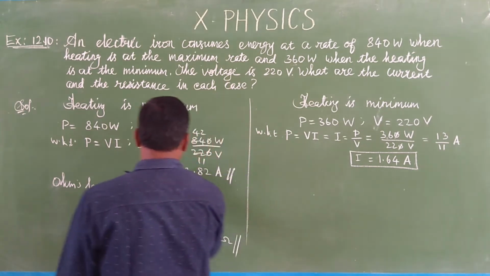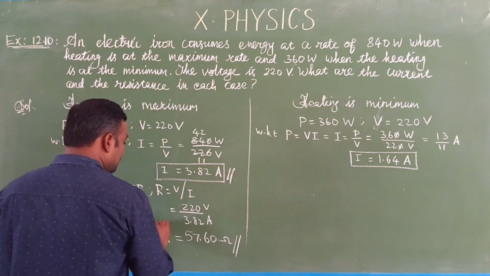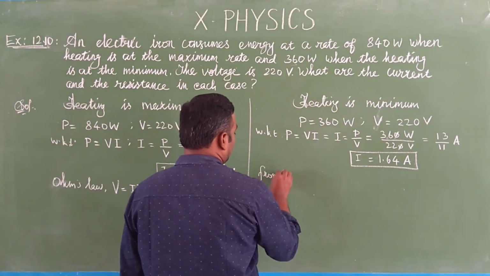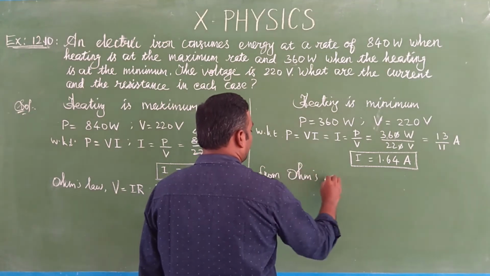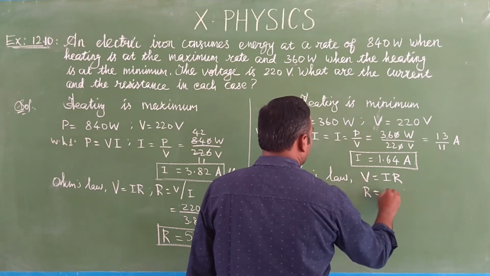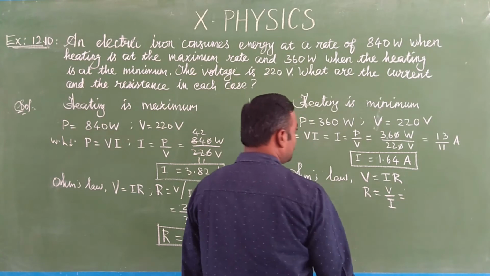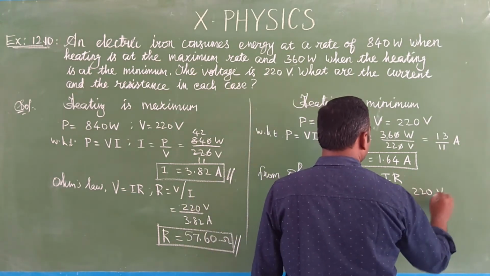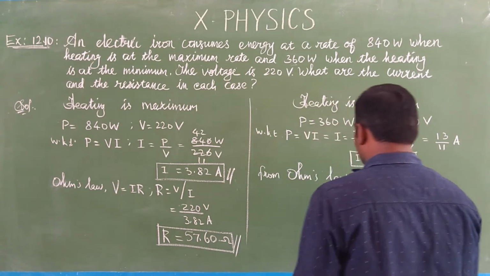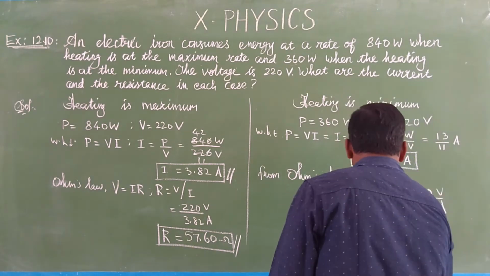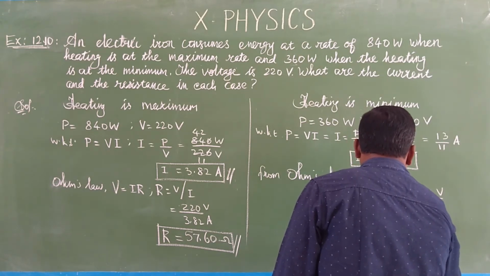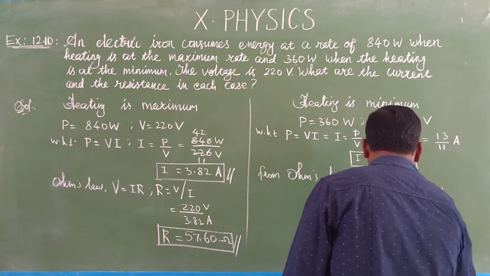Next one, we want to find the resistance for heating minimum. So from Ohm's law, V is equal to IR and R is equal to V by I. Voltage remains constant, so it is 220 volts divided by the current, 1.64 ampere. So 220 by 1.64, after the simplification we have the resistance is 134.15 ohm. So this is the resistance for the case.